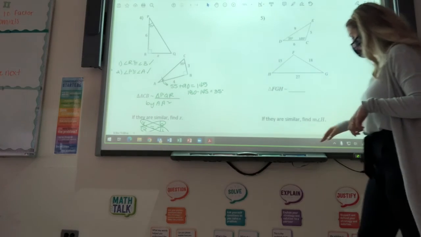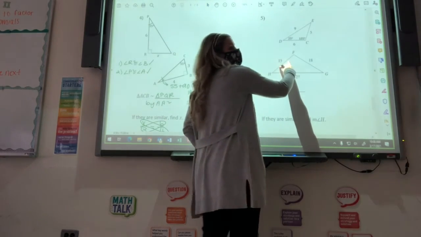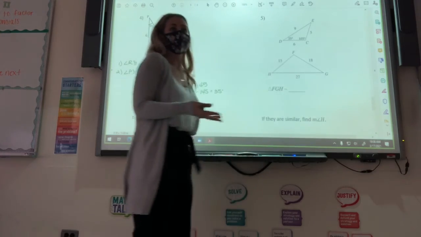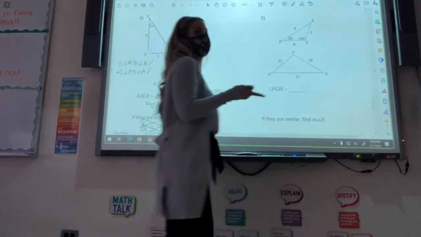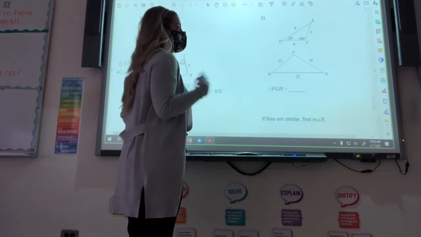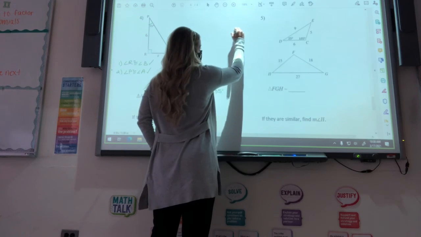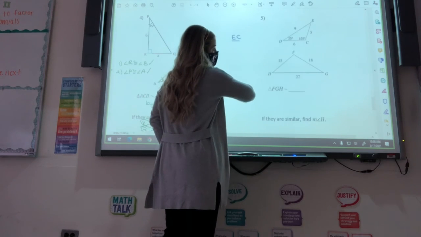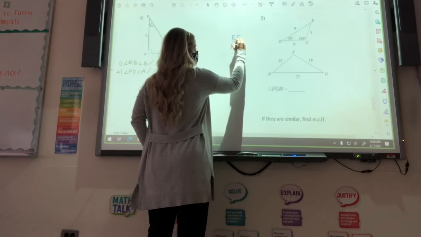Then lastly, number 5. So they are giving me two angles here, but they're not giving me two angles in here, so I can't use angle. But they are giving me all of the side lengths, so I'm going to try to prove side. So I'm going to try to show all of the sides have the same ratio. So I'm going to do EC to FH, because those are both the shortest sides.